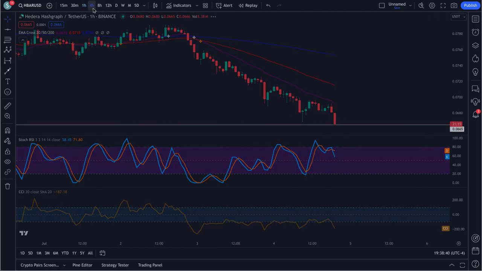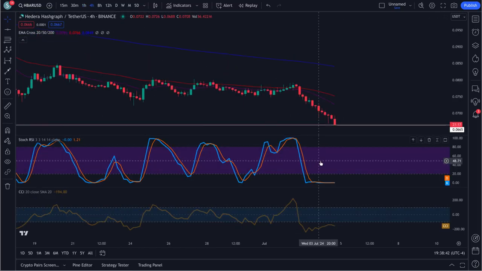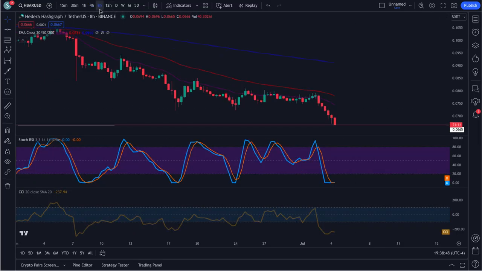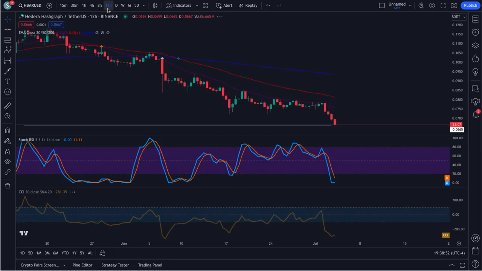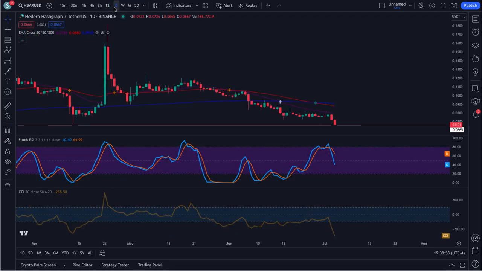How about the 4 hour? 4 hour is on the bottom. All zeros. The 8 hour, same thing, all zeros. Way oversold. 12 hour, there, 0 and an 11 right down there. Your daily turning down. Look at this. This thing is a minus 300 down here, minus 288.